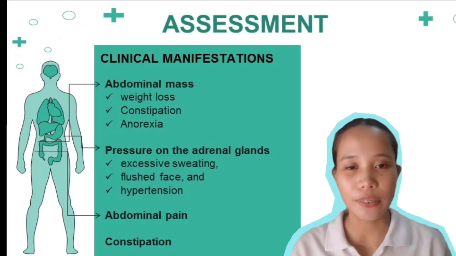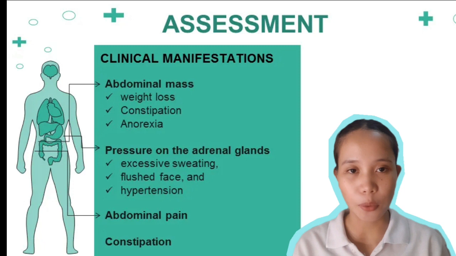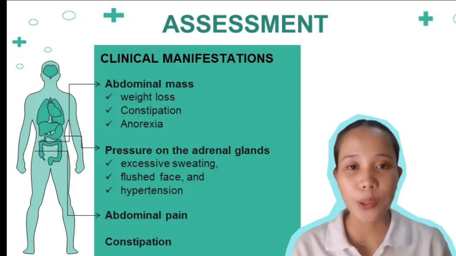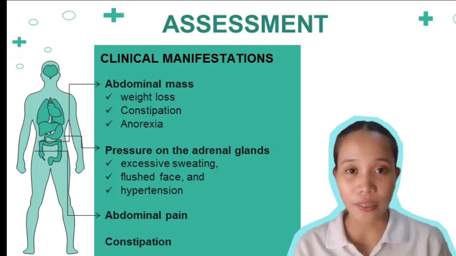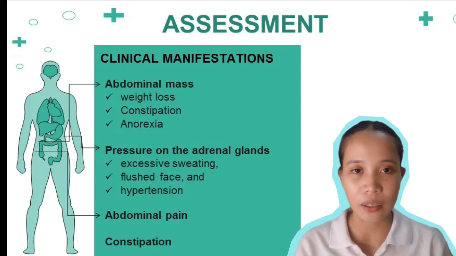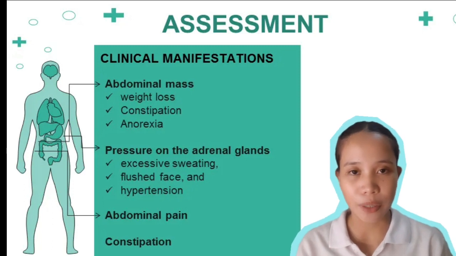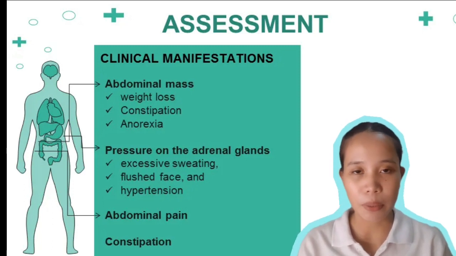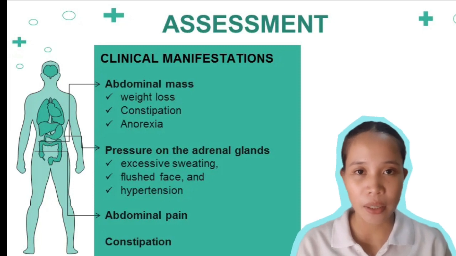So let's proceed to the assessment of neuroblastoma, and here are the clinical manifestations. The growing tumor is most often discovered on abdominal palpation as an abdominal mass after general symptoms of weight loss, constipation, and anorexia. Pressure on the adrenal glands from the tumor may cause excessive sweating, flushed face, and hypertension, and abdominal pain and constipation may also be present.